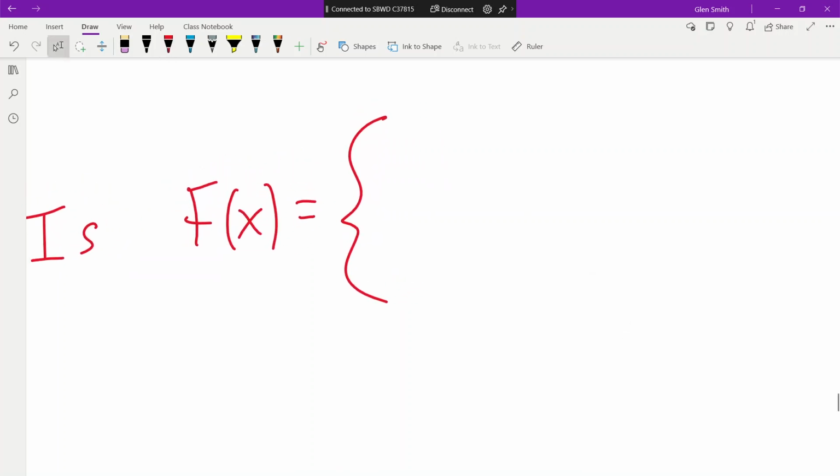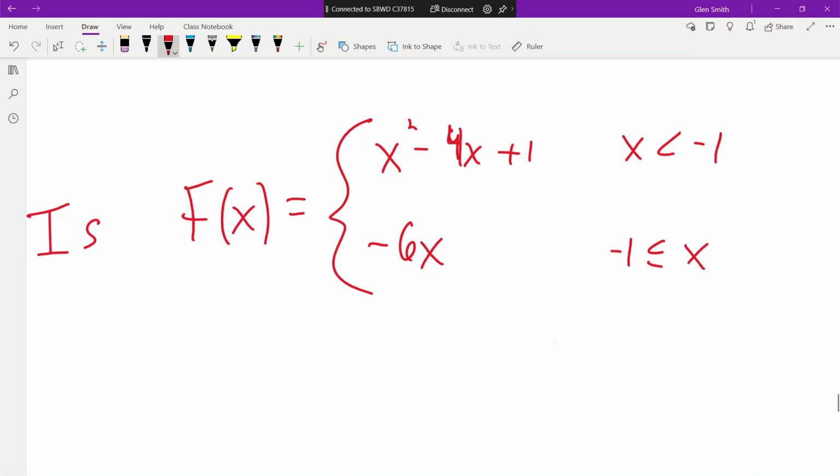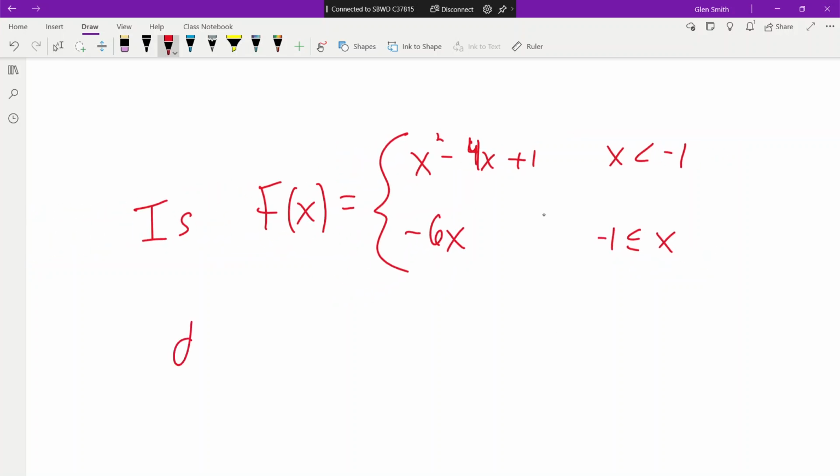Okay. This function is x squared minus 4x plus 1 when x is less than -1, and -1 less than or equal to x, it's going to be 1, 5, 6, and also -6x. Okay, there we go. Is that function differentiable at x equals -1? Here's what we're going to do.